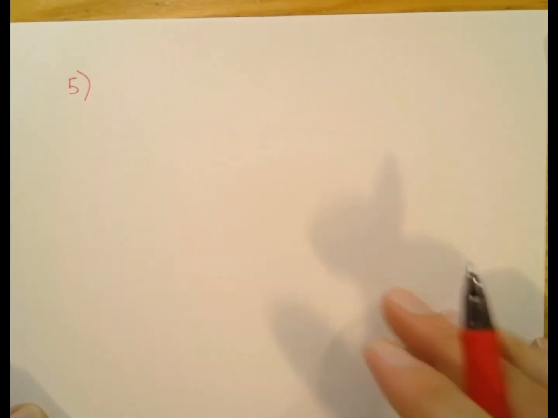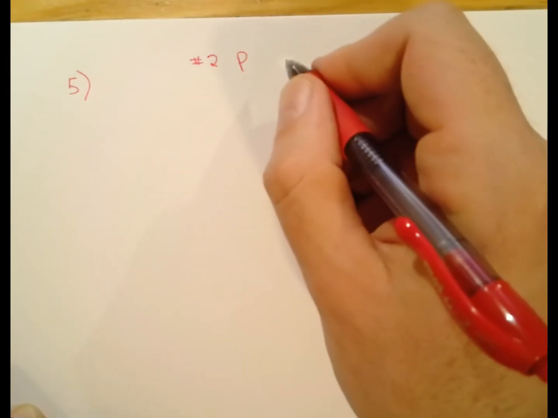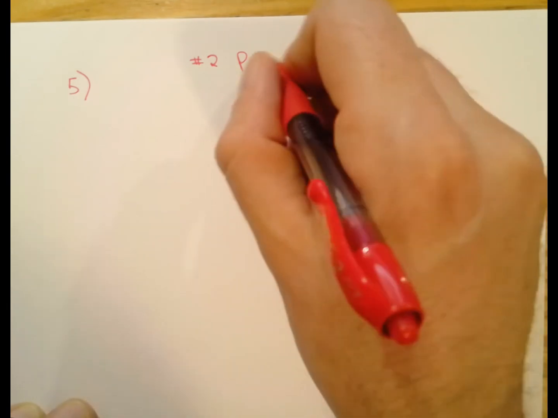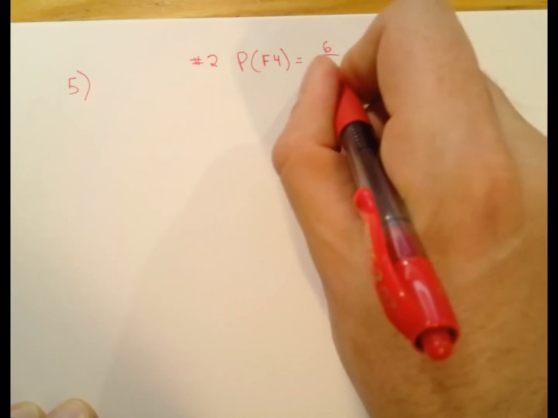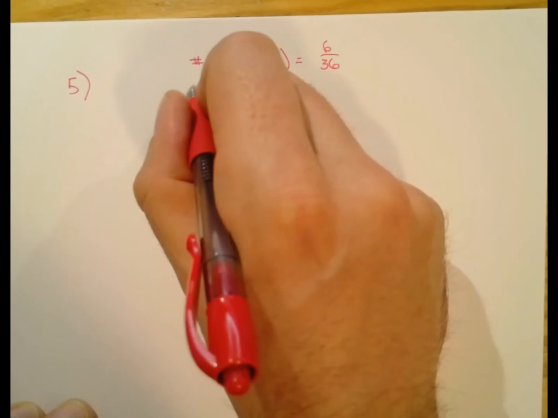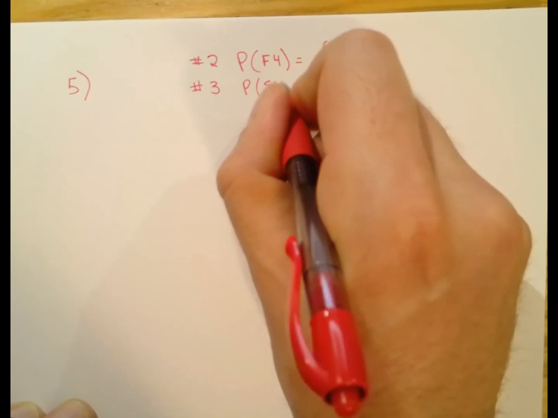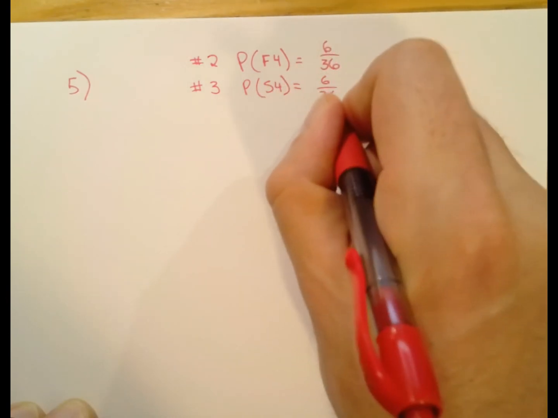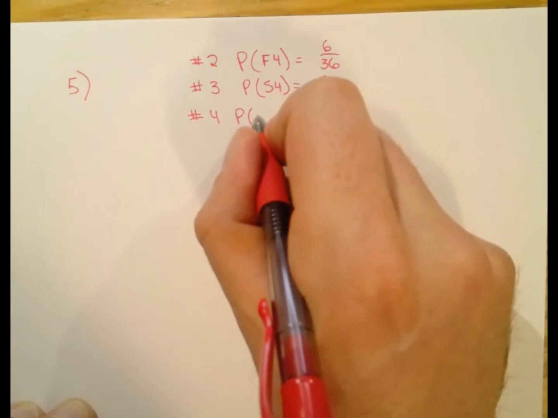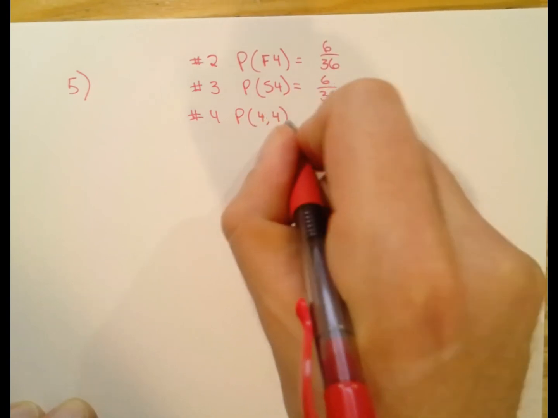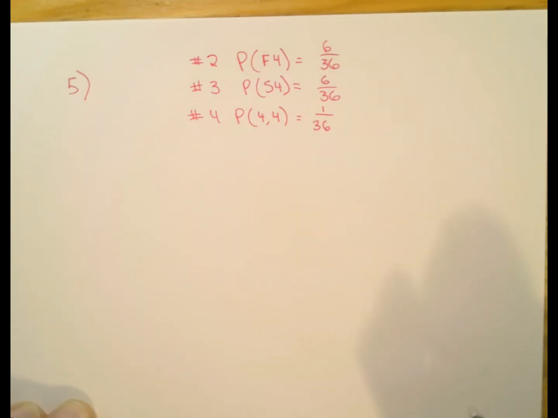So number 2, the probability of the first die is 4. First die is 4. Was 6 out of 36. In number 3, the probability of the second die is 4. Was also 6 out of 36. And for number 4, the probability of both die being 4 was 1 out of 36.